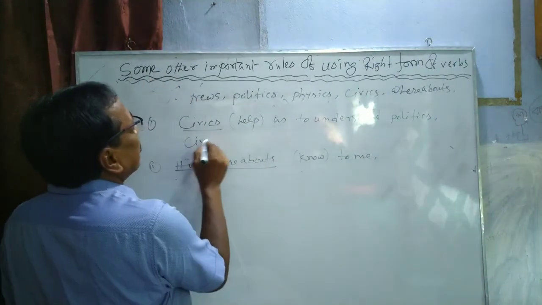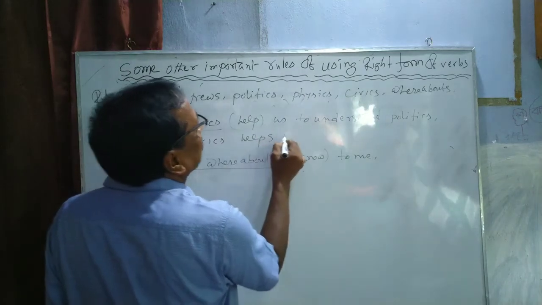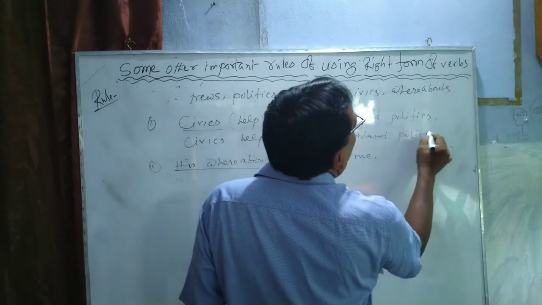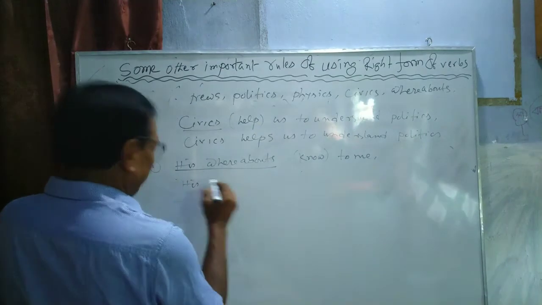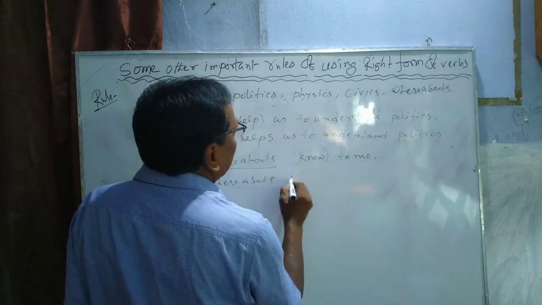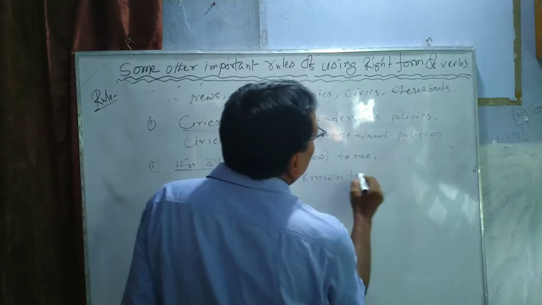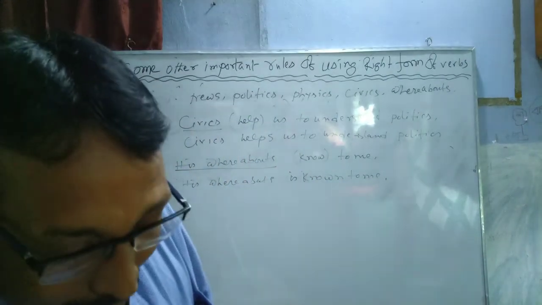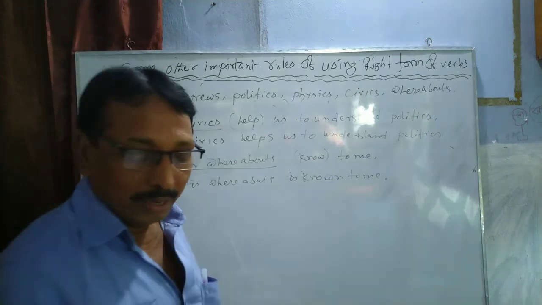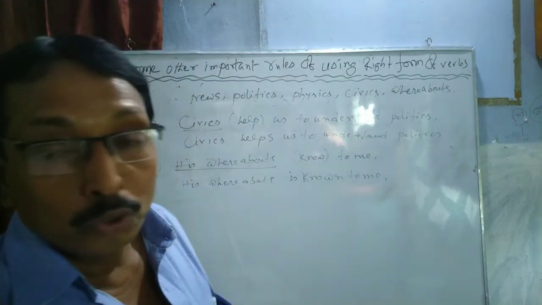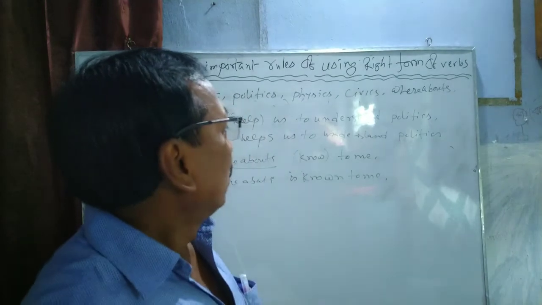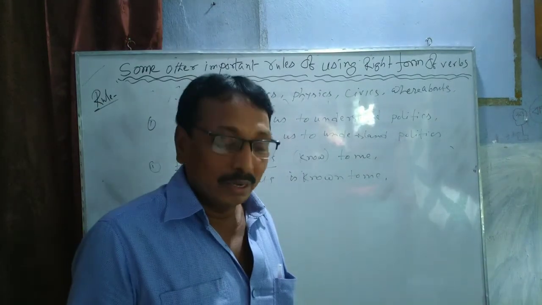So, civics helps us to understand politics. His whereabouts is known to me. So I think you have written down the sentences I have discussed and written on the board, and try to understand all these rules at home, and we will meet in the next class.